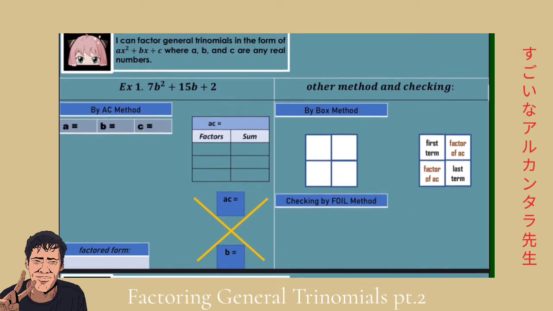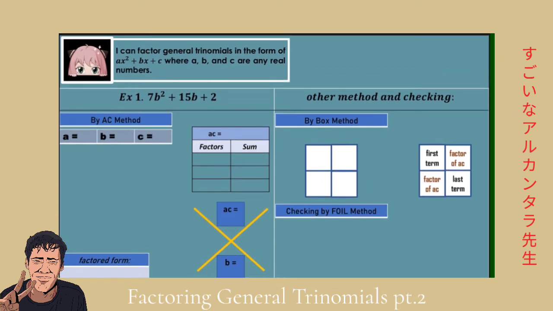So let's have, for example, our first one, 7b squared plus 15b plus 2. In this one, you don't have to panic. I already divided it into two tables for this example alone, so that you can see that we can have another method, which is the box method, and we can also do checking by the FOIL method, so that you can understand, or really see, the relationship of multiplication and factoring. So we will start first with what we call the AC method, and we can use two sub-methods beneath it. I'll explain it as we go further.